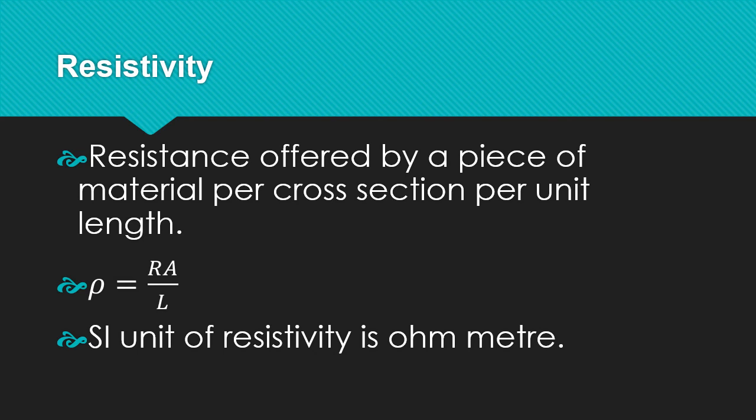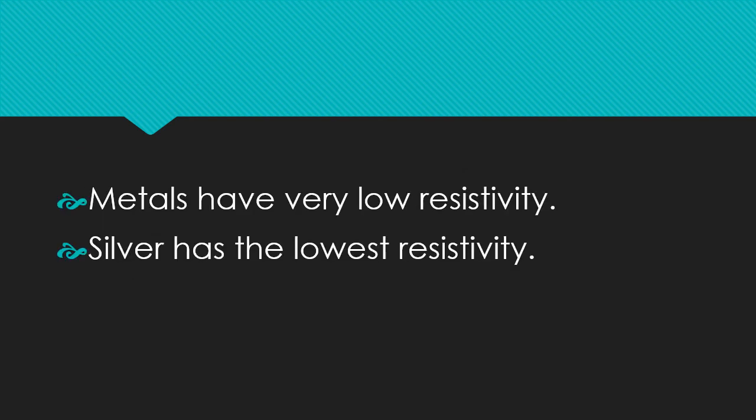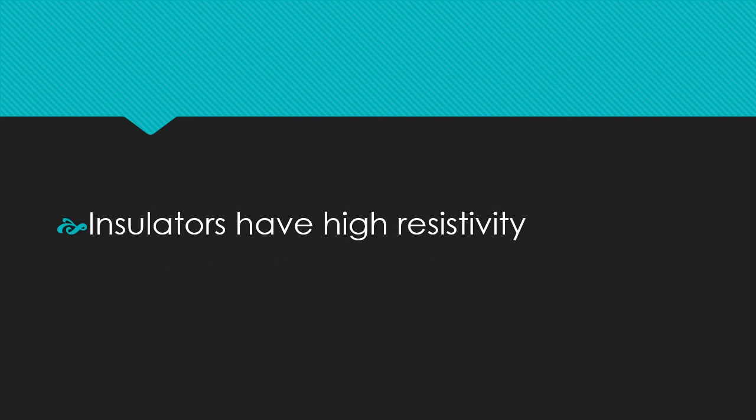Resistivity of materials varies with temperature. Resistivity depends on the nature of the material of the conductor. Metals have very low resistivity. Silver has the lowest resistivity, so it is the best conductor. Copper and aluminum are used for electrical transmission lines as they have very low resistivity. Insulators have very high resistivity.